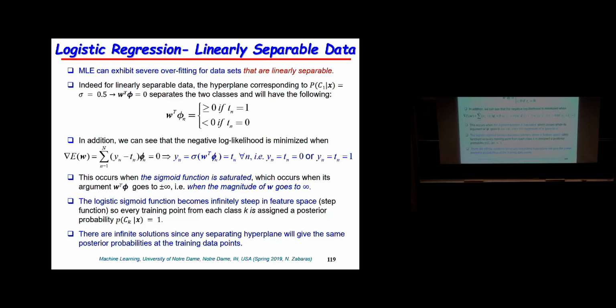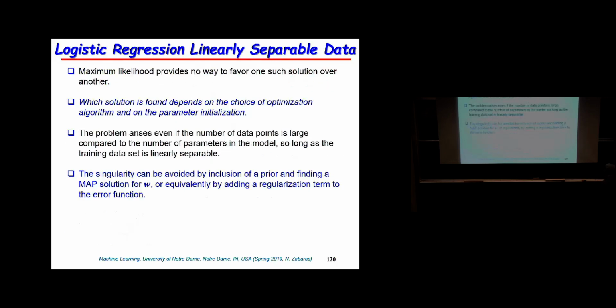When I'm rewriting this equation, the slide says the same thing. When I say Yn equal to Tn, it is either Yn equal to Tn equal to 0, so it's class 0, or Yn equal to Tn equal to 1, class 1. But the bottom line is, if all of these things happen, every training point from each class k will be assigned a probability 1. So from class 1, we have probability 1. From class 0, we have probability 1. So there are multiple solutions here, all right? And we will see this visually.